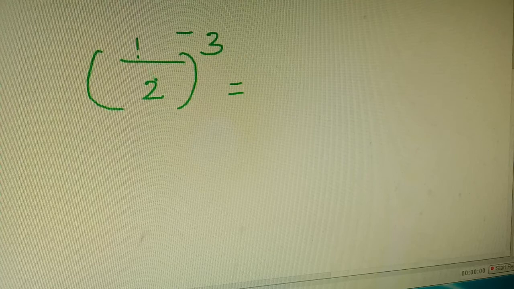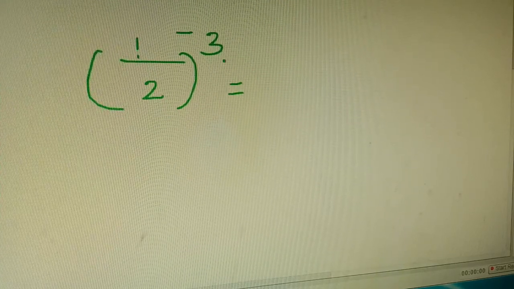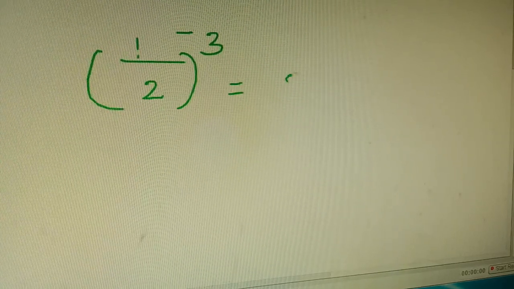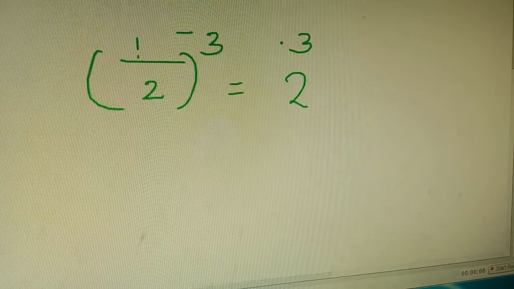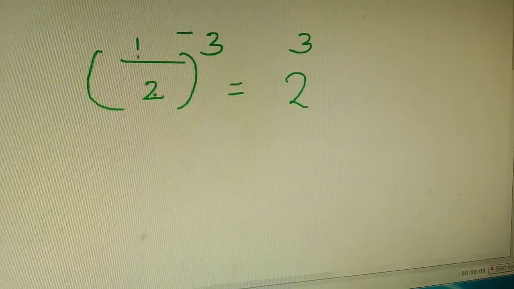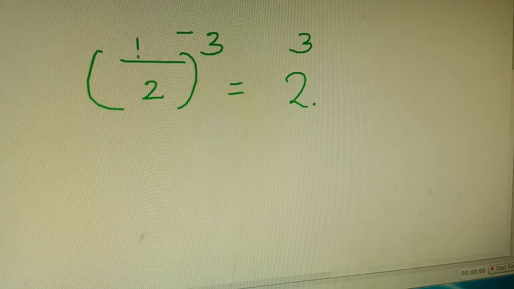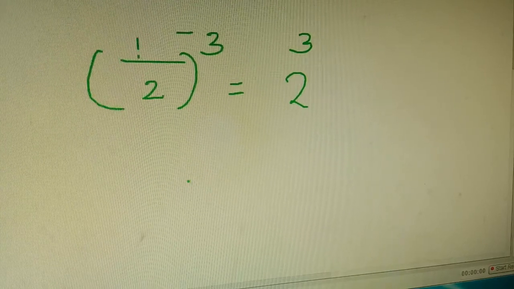First we take the reciprocal and we write the positive power. 1 by 2's reciprocal is 2, and positive power, so 2 to the power of 3. So 1 by 2 to the power of negative 3 is 2 to the power of positive 3.